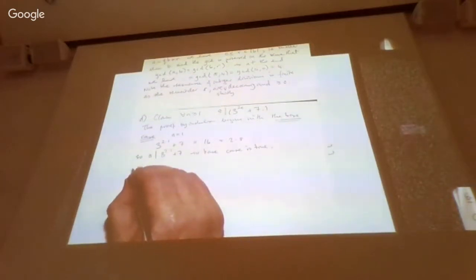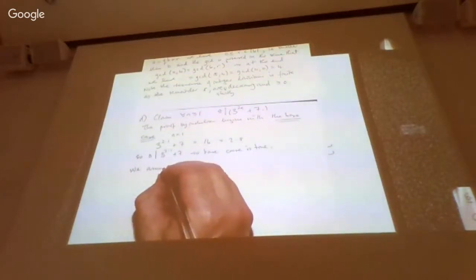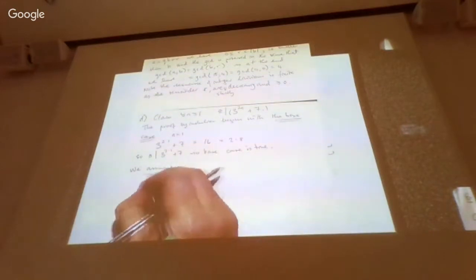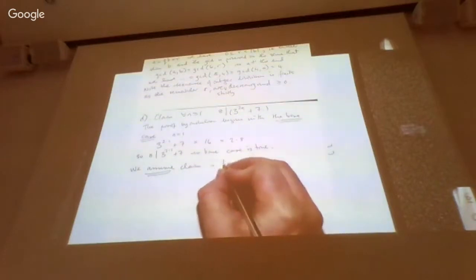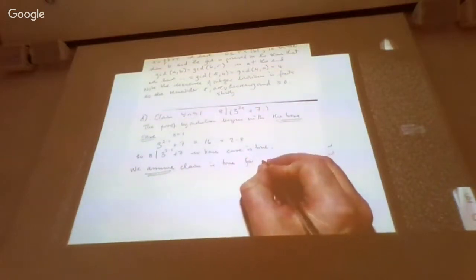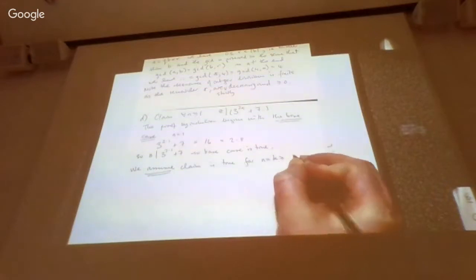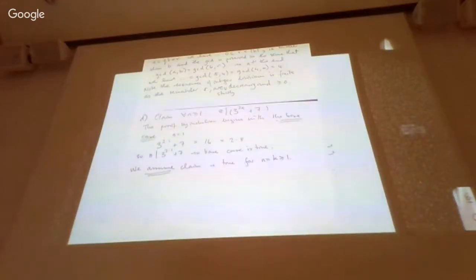Then we make an induction assumption. So we assume the claim is true for n equals k, where k is some number bigger than or equal to 1. That is a reasonable thing to say because we know it's true for 1. It's not obviously self-contradictory to pretend it's true for some k bigger than or equal to 1, because it is possible to do that.